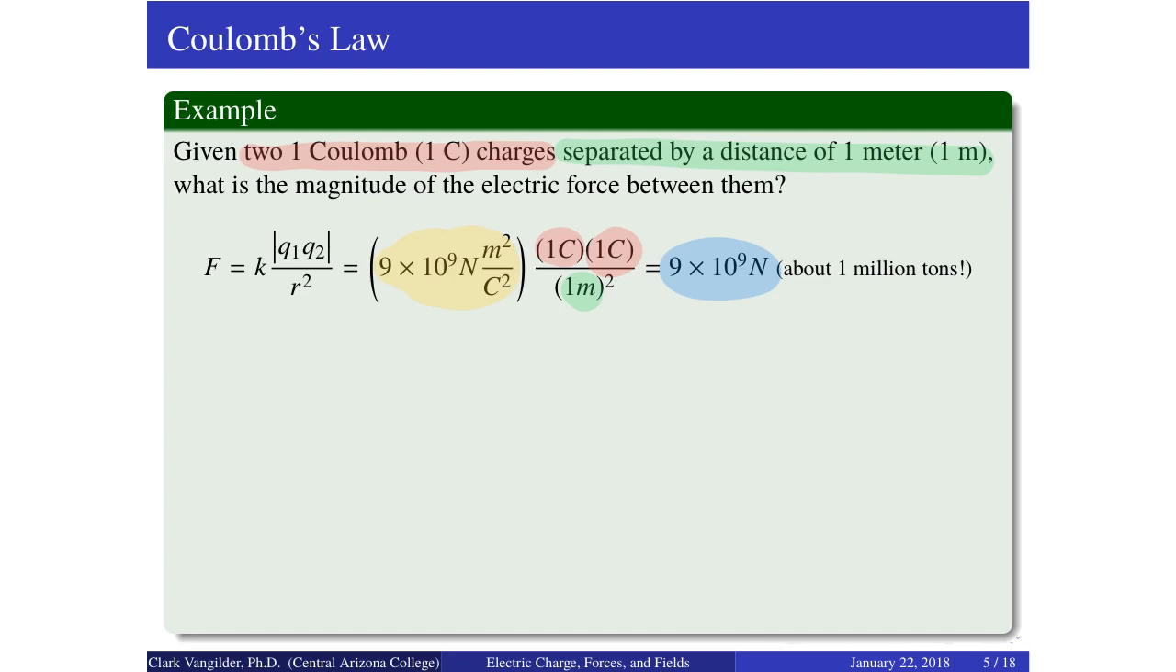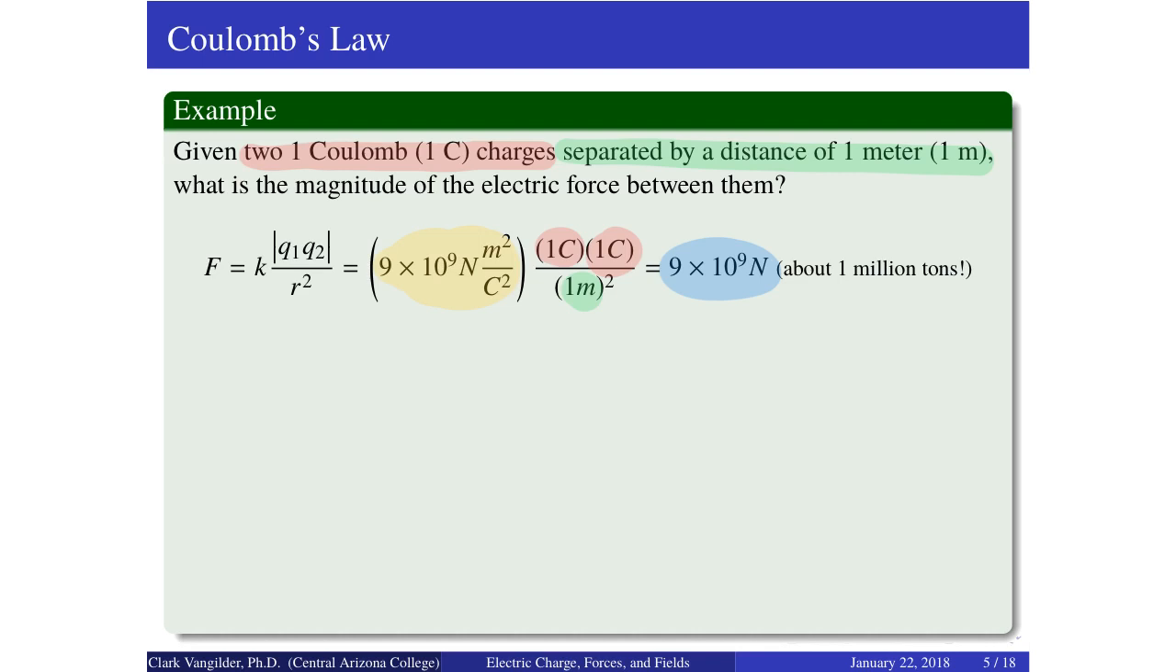This would be like a space shuttle on top of you or something, okay? Thankfully, you don't find 1 coulomb charges around very often because that is an insane amount of charge. Realize that the fundamental unit of charge, does anybody remember the value? Or the power of 10 multiplier that goes with it? Should have seen it in chemistry. It's 1.6 times 10 to the minus 19 coulombs.